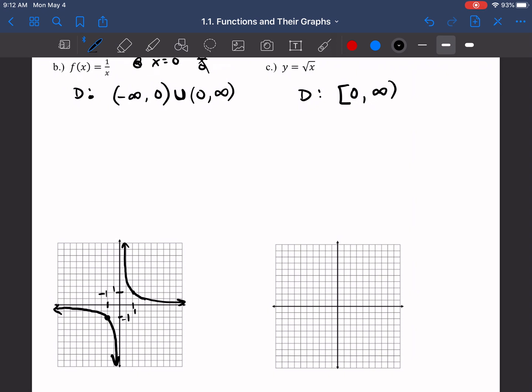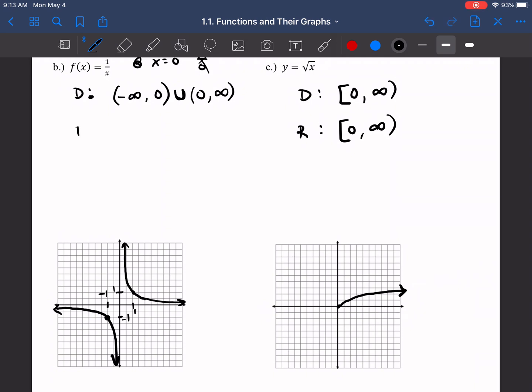And then our range, and I just realized I forgot to do the range on the last one, so I'll go back and do it. Our range, well, when you graph this one, it starts at 0 and goes up, like half of a sideways parabola. And again, we can start at 0 and go on out to infinity vertically. We don't go below 0, and this will just keep going up and up all the way to infinity.